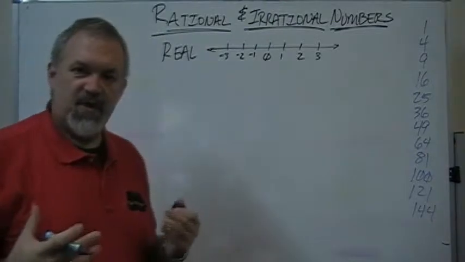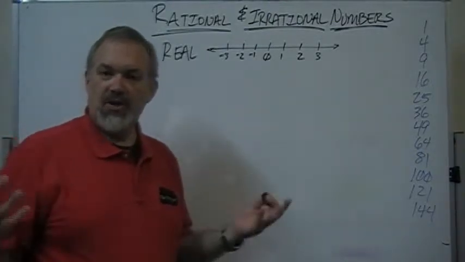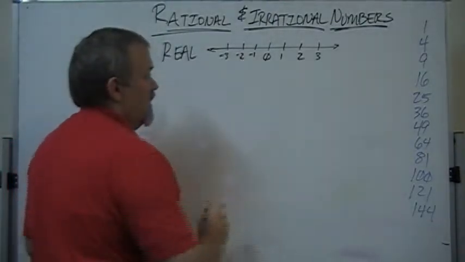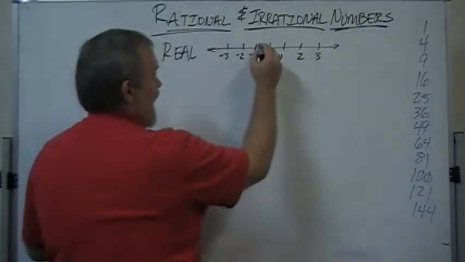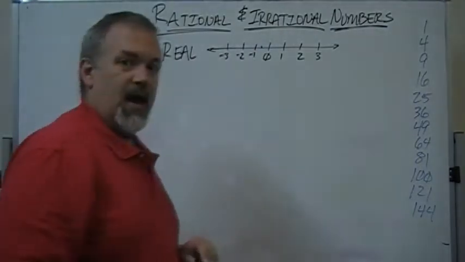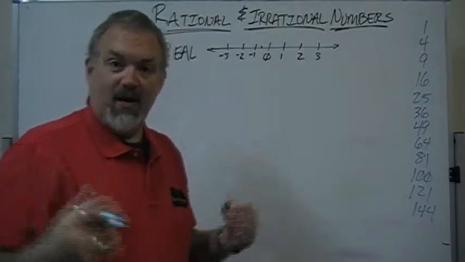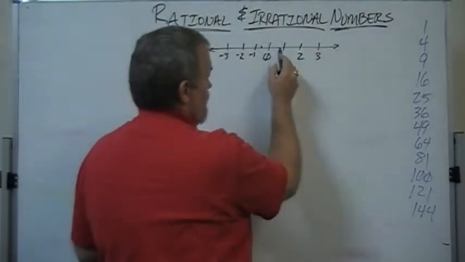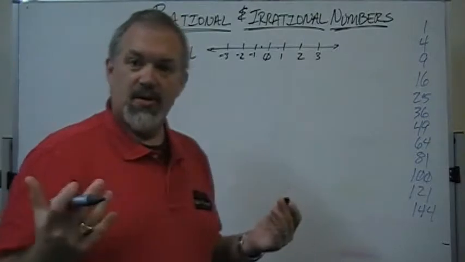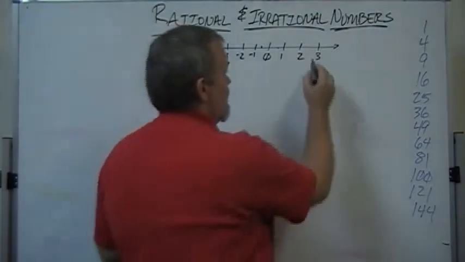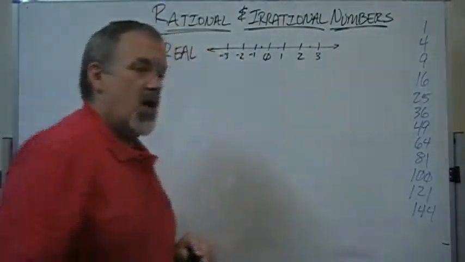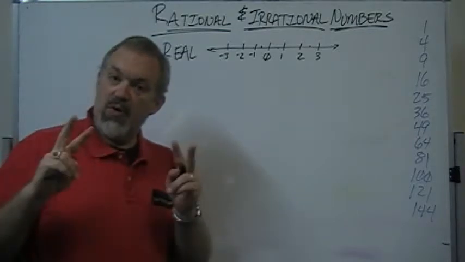So, for example, -2. Well, -2 is right here. -1/2 would be right there. Okay? Even decimal numbers. 0.7 is going to be right about there. Mixed numbers. 2.5 is going to be right about there. Okay? Real numbers, though, are made up of two kinds of numbers.